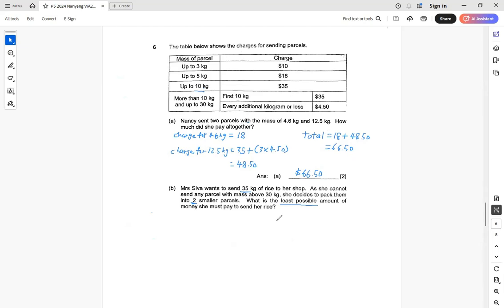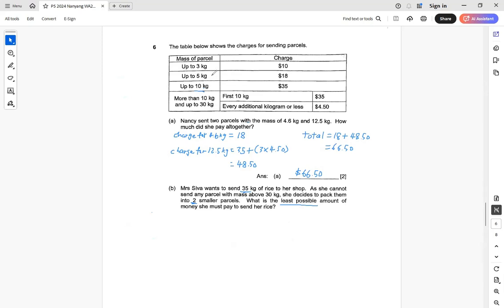Okay, so to find out all the different options, first we have to look at all the categories. Let's take a look at this first category. If I want the first parcel to be 3 kg, then for the other parcel, you take 35 minus 3, the other parcel must be 32 kg. But remember, I can only send up to 30. So this option is not possible. Let me just erase this one.